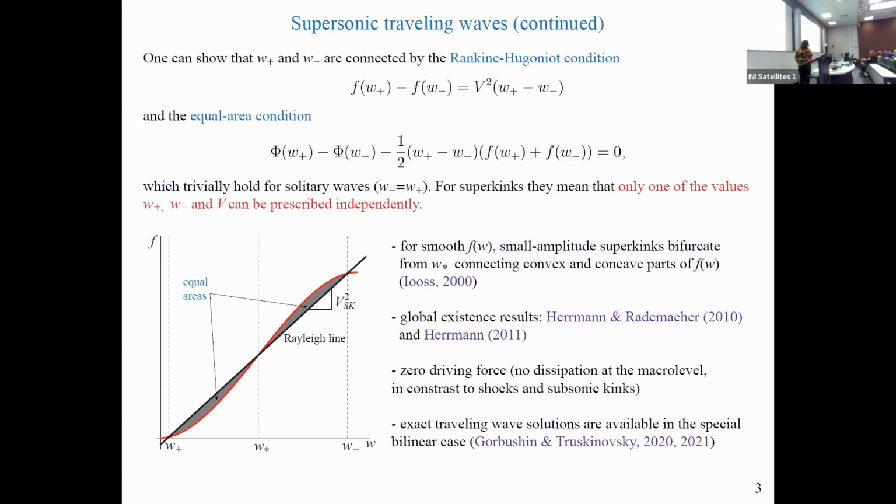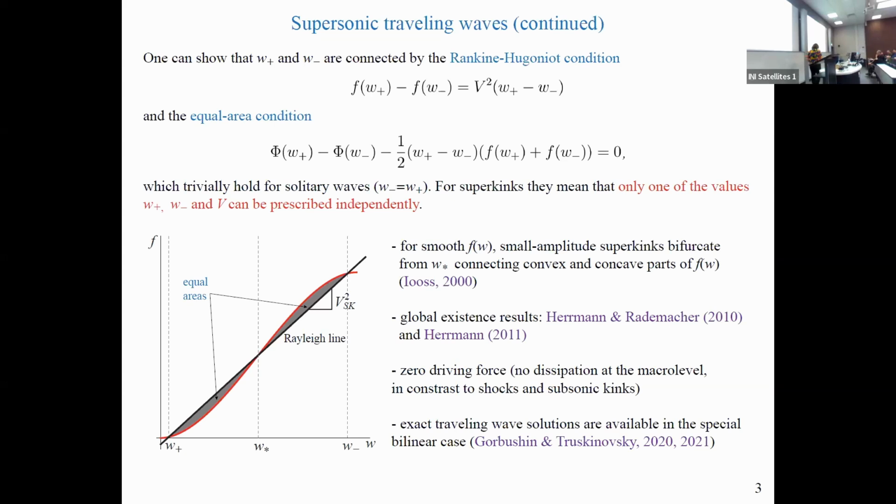Physically, this means that there is no driving force on the kink, so there's no dissipation at the macro level, unlike, for example, subsonic kinks or shocks, where there's definitely dissipation. These two conditions also mean that for a kink you cannot prescribe W plus, W minus, and V independently. If you prescribe the velocity, then W plus and W minus will satisfy some kinetic dependence on V from these two conditions.